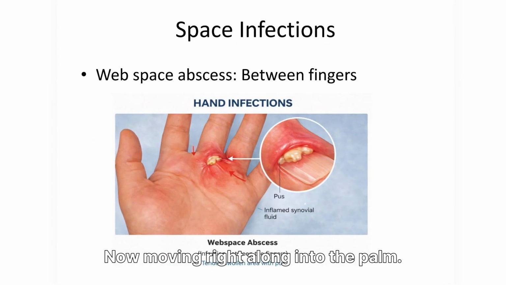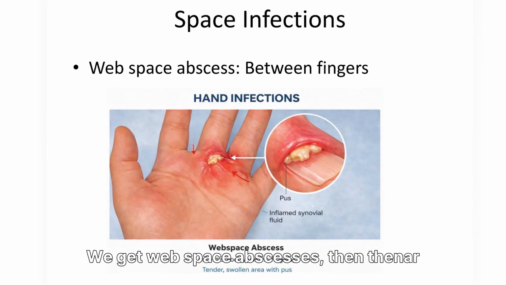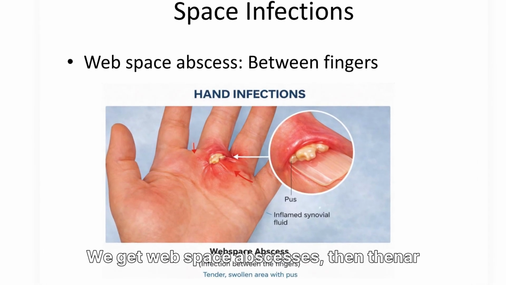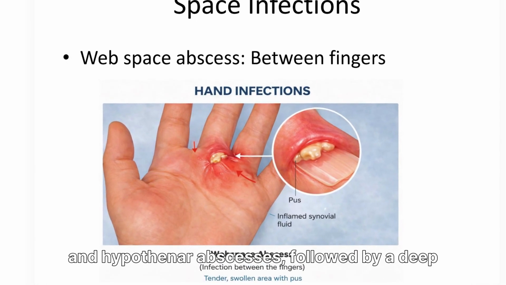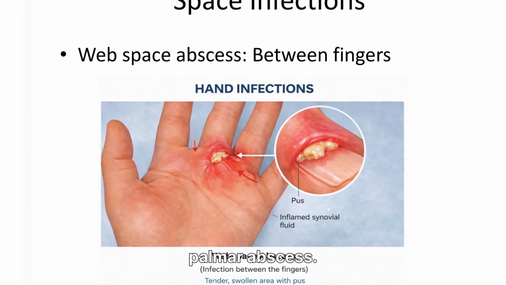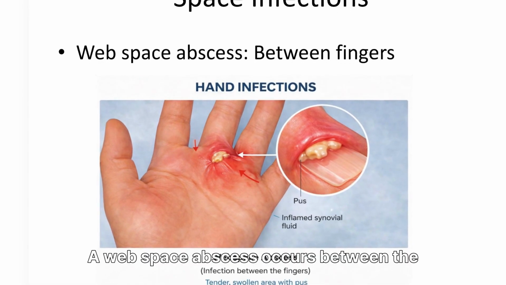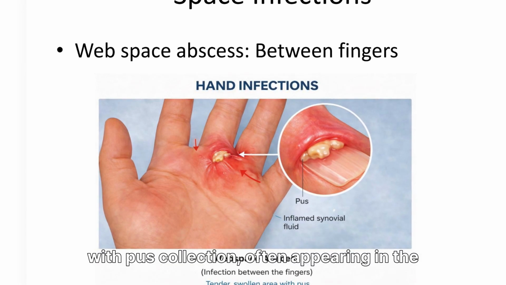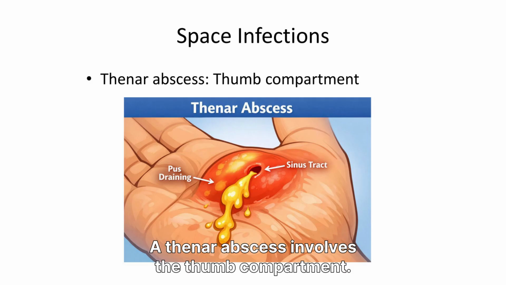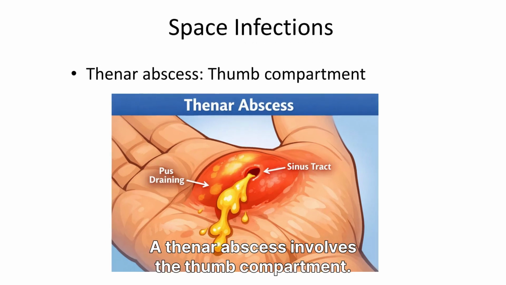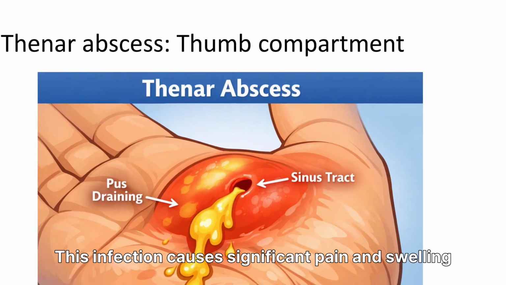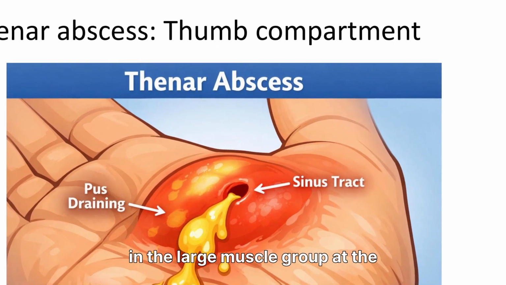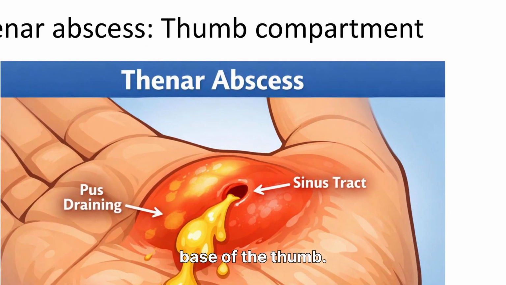Now moving right along into the palm, we get web space abscesses, then Thenar and Hypothenar abscesses, followed by a deep palmar abscess. A web space abscess occurs between the fingers. It presents as a tender swollen area with pus collection, often appearing in the V between digits. A Thenar abscess involves the thumb compartment. This infection causes significant pain and swelling in the large muscle group at the base of the thumb.